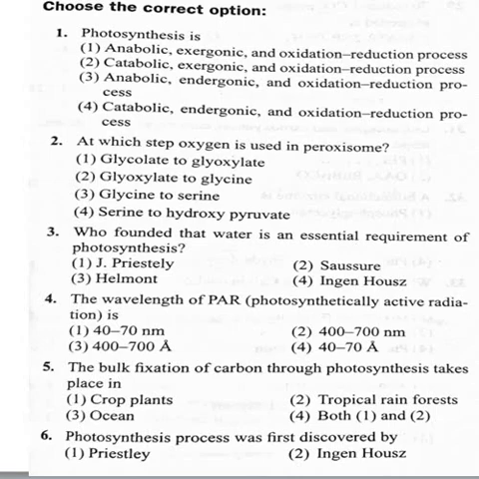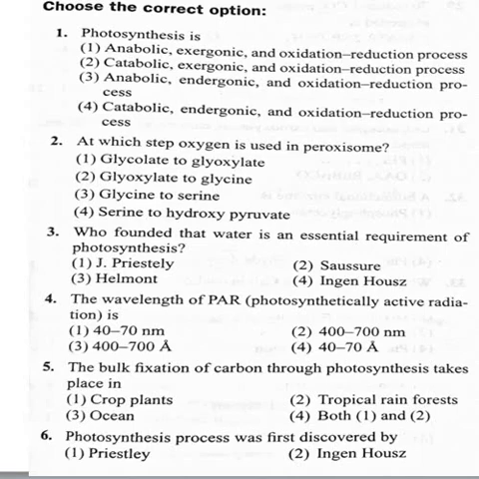Coming to the fifth bit, the bulk fixation of carbon through photosynthesis takes place in option 1 crop plants, option 2 tropical rainforests, option 3 ocean, option 4 both 1 and 2. So bulk fixation of carbon dioxide through photosynthesis mainly takes place in oceans, because oceans contain algae. Algae can fix a major amount of carbon through the process of photosynthesis. So correct option is oceans.